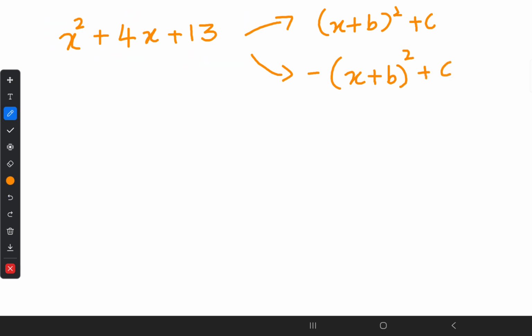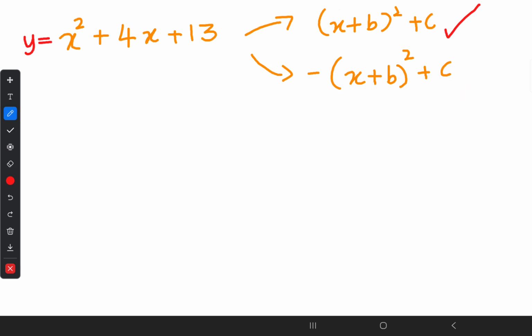Since the coefficient of x square is positive, it is suitable to make this one into this form. The normal given function for y is y equals x square plus 4x plus 13. But when we need to find the parameters, whether it is a positive curve or negative curve, the graph nature, axis of symmetry, turning point, and the maximum or minimum point, you have to make the particular function into any of these two methods.